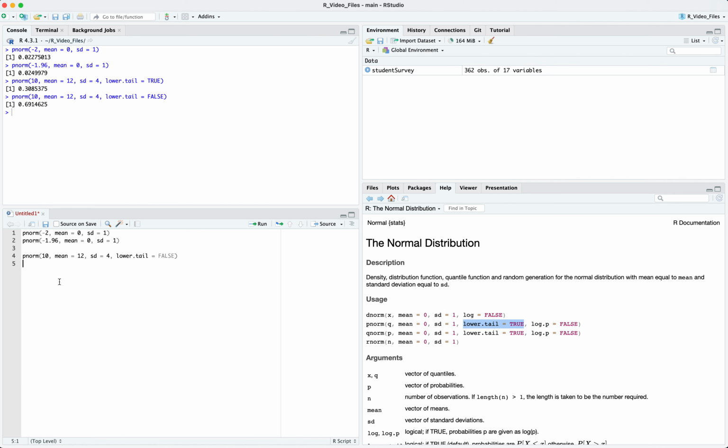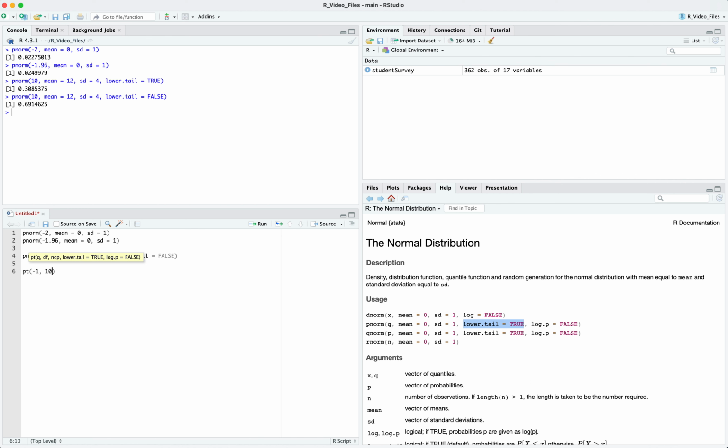Now that's for pnorm. As a note, this works with a t-distribution, but instead of norm, we're going to use pt. And with the t-distribution, we can pass in a value, say -1, but we also have to specify the degrees of freedom.